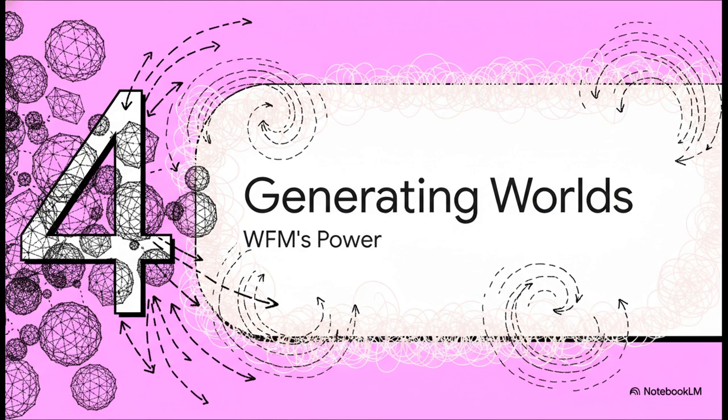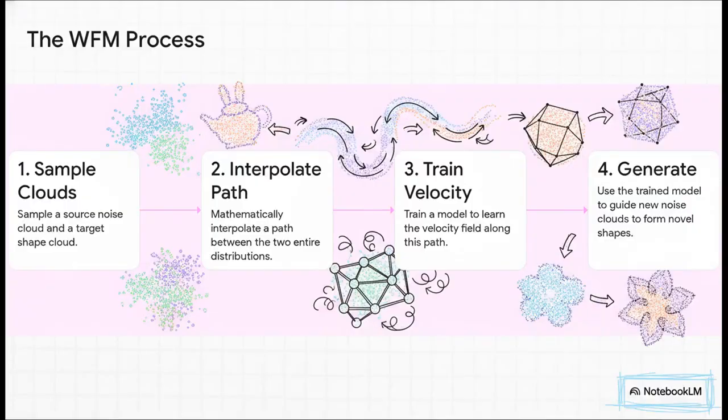Well, by thinking in terms of these entire worlds of points, WFM unlocks a whole new level of generative power. So here's a quick, high-level look at how it actually works. First, the algorithm grabs a random noise cloud and a target shape. Then it mathematically figures out a path between the entire source cloud and the entire target cloud. The AI's job is just to learn the velocity of that transformation at every single step. And once it's trained, it can take any new cloud of noise and apply that learned velocity to generate a completely new, totally coherent shape.